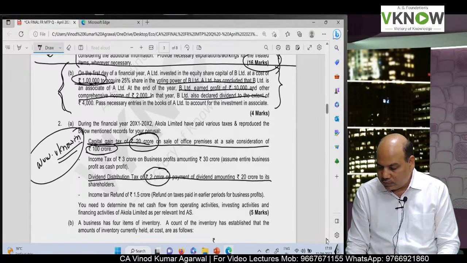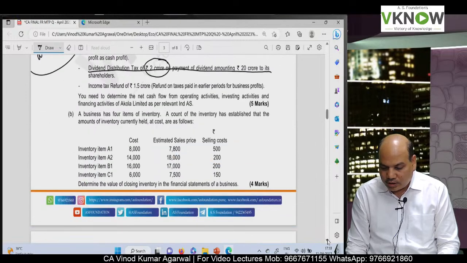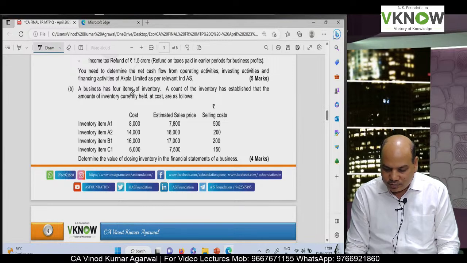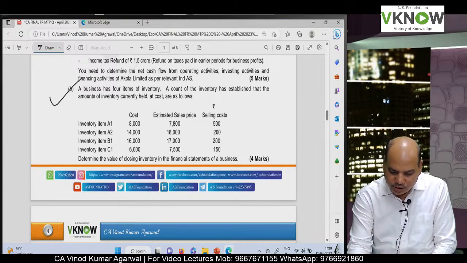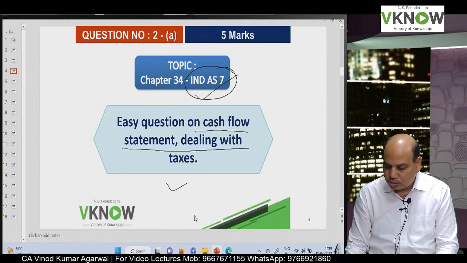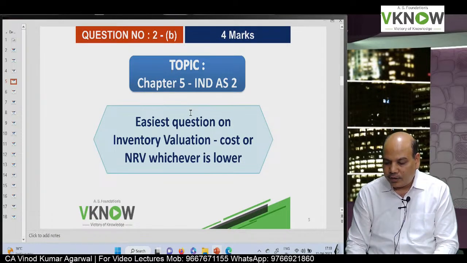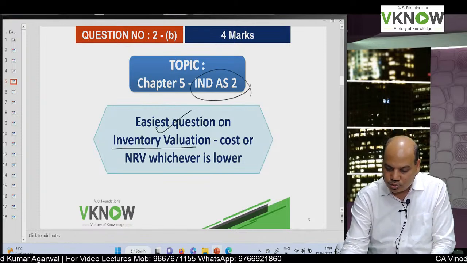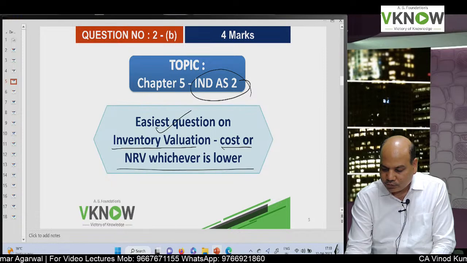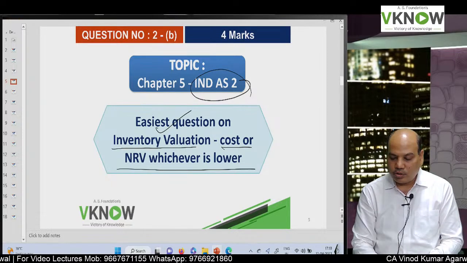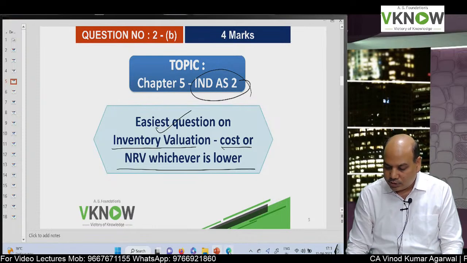One of the easiest questions ever asked on Ind AS is question number 2B. What was question number 2B? Question number 2B was a very easy question on Ind AS 2 for 4 marks. Cost or NRV, whichever is lower. Let us look at the question.